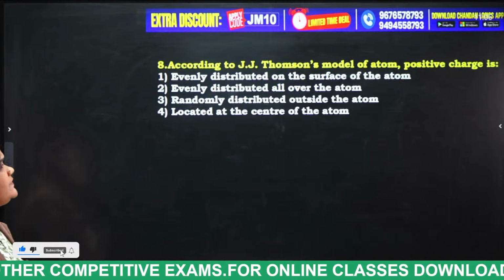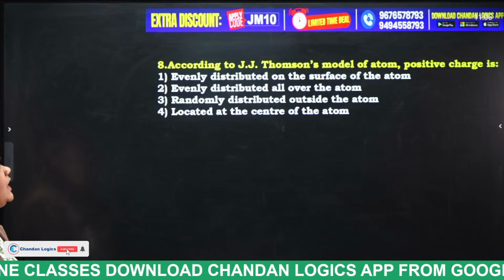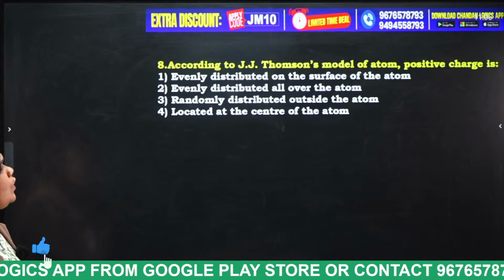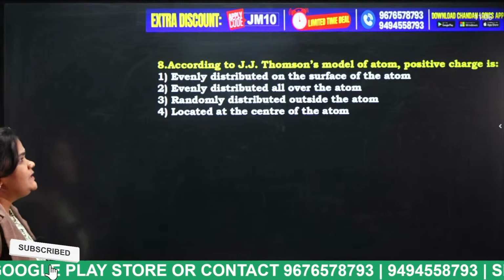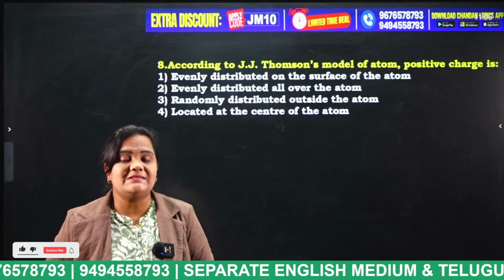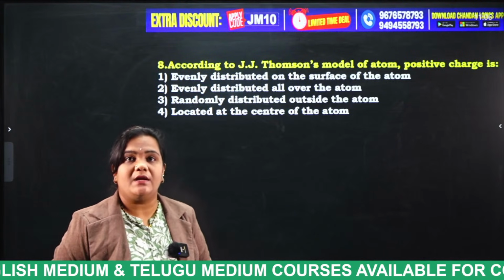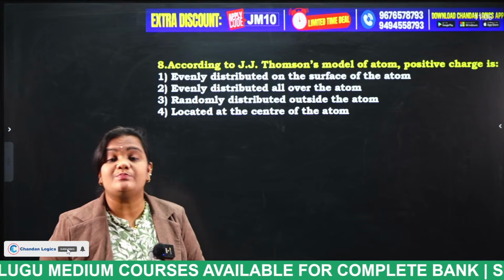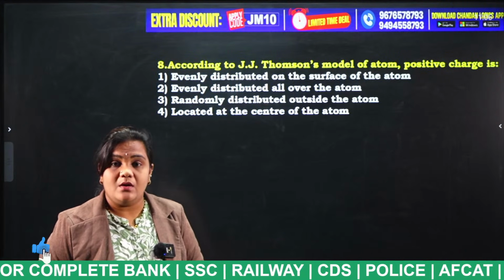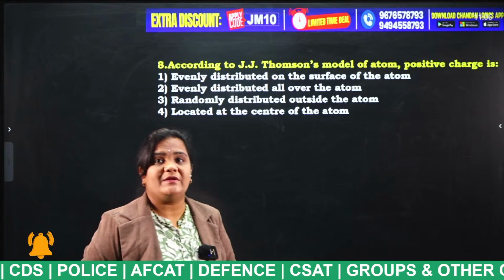According to J.J. Thomson's model of atom, positive charge is: evenly distributed on the surface of atom, evenly distributed all over the atom, randomly distributed outside the atom, or located at the center of the atom. Now tell me, J.J. Thomson's model of atom, positive charge is. What is J.J. Thomson's model also known as? Rutherford's model is also known as the planetary model, and J.J. Thomson's model is also known as the plum pudding model, or watermelon model. So what is the answer?